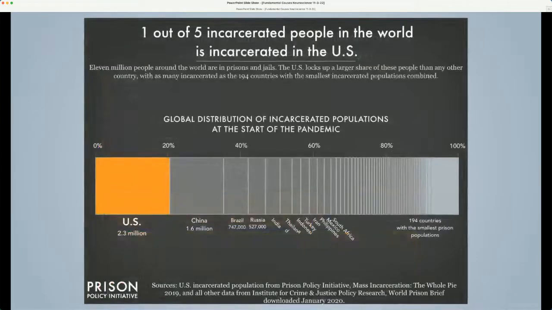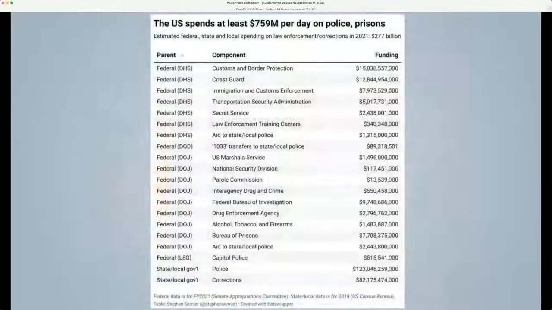There are 79 million, almost 80 million, people with criminal records in this country. We incarcerate 1 out of 5 people on the planet. We spend $750 million per day on police and prison.